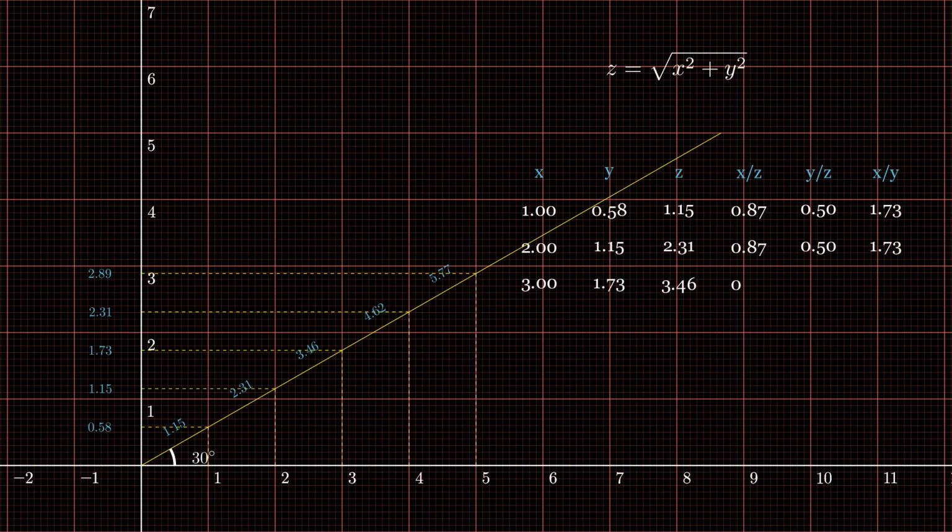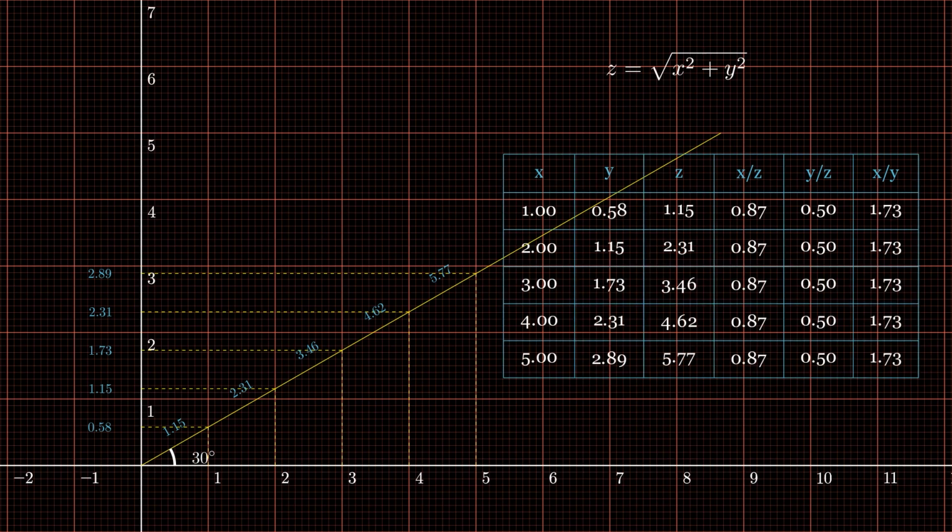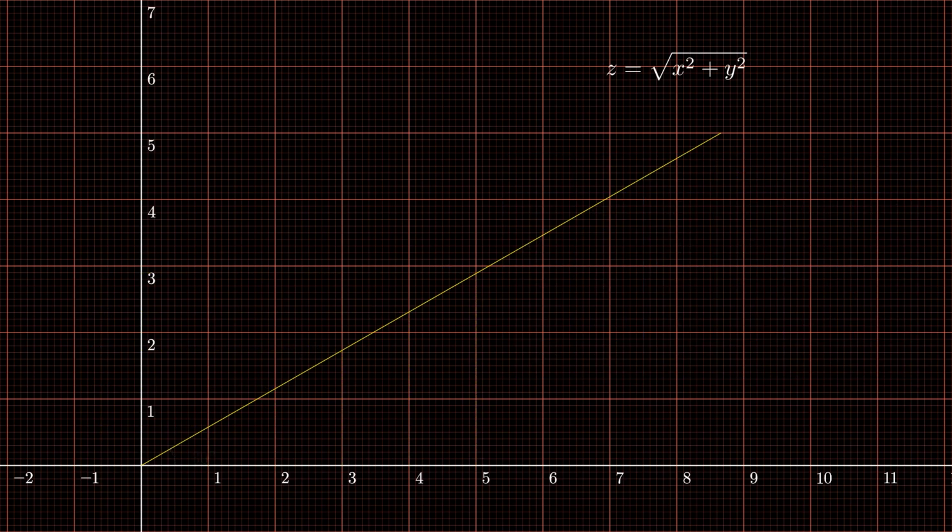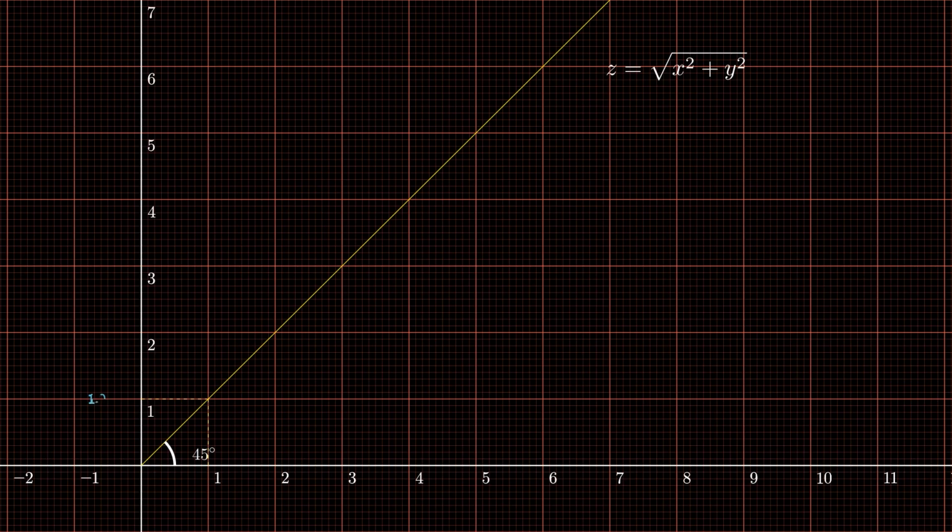After this, let's tabulate your results in a table like this. Notice here the value of x divided by z is equal to 0.87 for all the values of x. Similarly, y divided by z is 0.5 for all the values of x. And the ratio of x to y is 1.73 for all the values of x. Now, let's repeat this activity for angles of 45 degrees and 60 degrees.